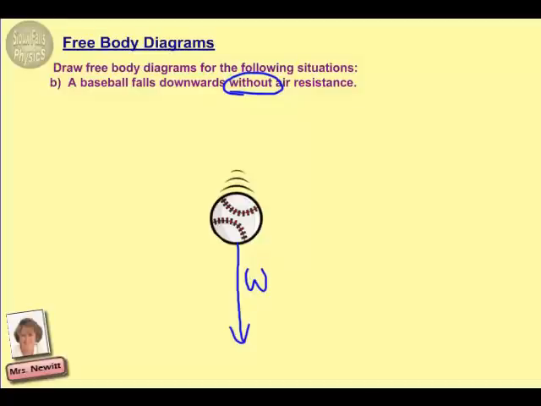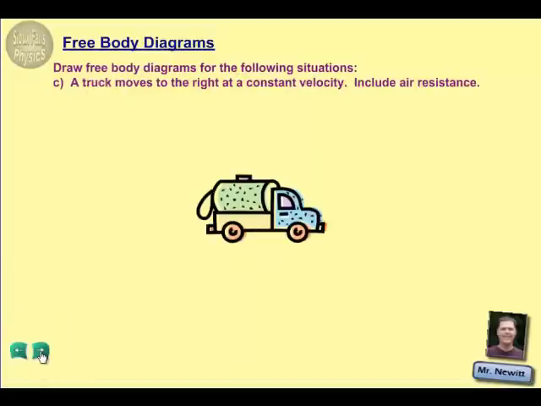And if we think about what we're looking at with the baseball, it makes sense. If there's no force in the upwards direction to cancel out that weight, then we end up having a net force in the downwards direction, which is, of course, why the baseball accelerates. Okay, here's our next situation.